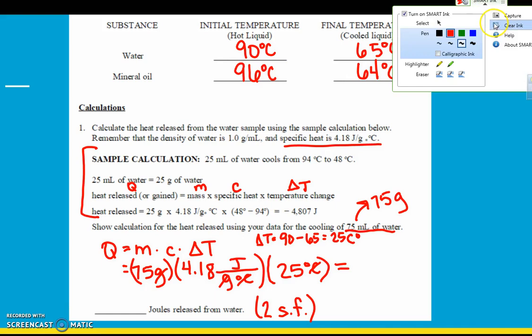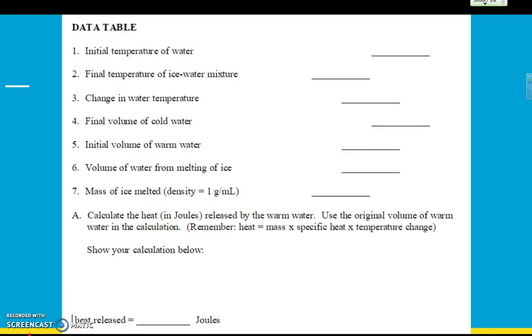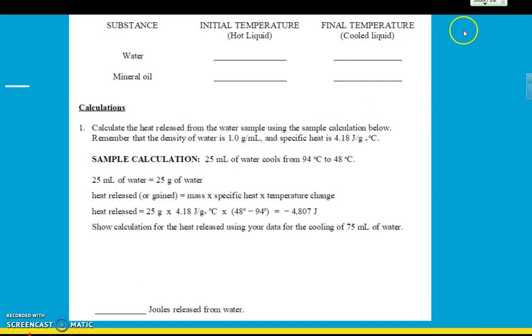All right. To the next question. You're actually going to do the same calculation, except this time you're going to do the mineral oil, and you're actually going to do that on your own. So same equation, Q equals MC delta T. Assume that the mass is also 75 grams. They give you a different specific heat value, and then you're going to calculate your own delta T. Pause the video if you need to.